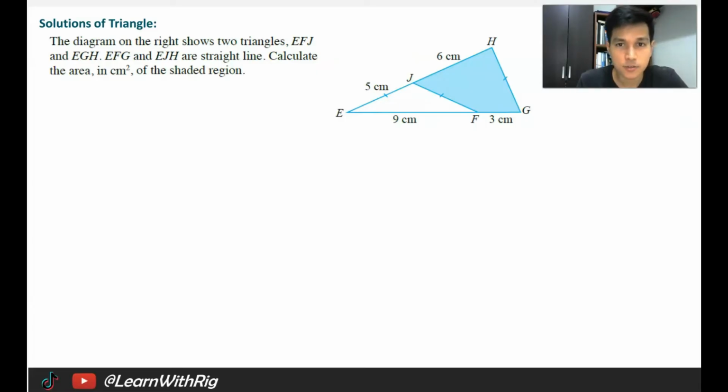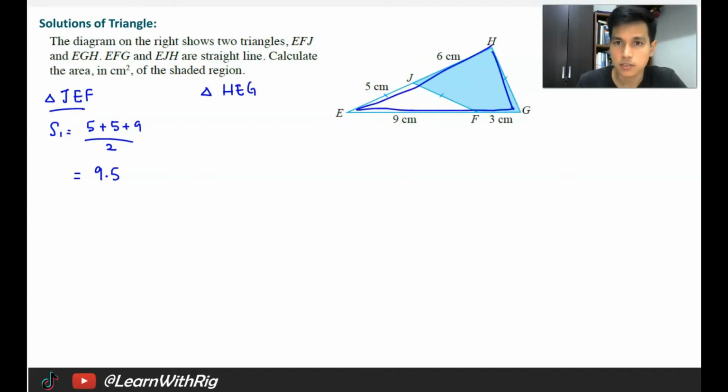Find the S. So in this case, let's solve triangle JEF first, the small triangle here. The S value, let's call this S1. So S1 equals 5 plus 5 plus 9, divided by 2. So you should get 9.5. And then the big triangle would be HEG, the big one here. Let's call this S2.